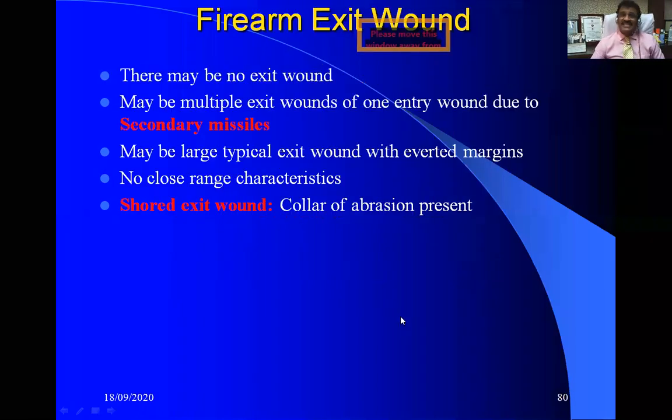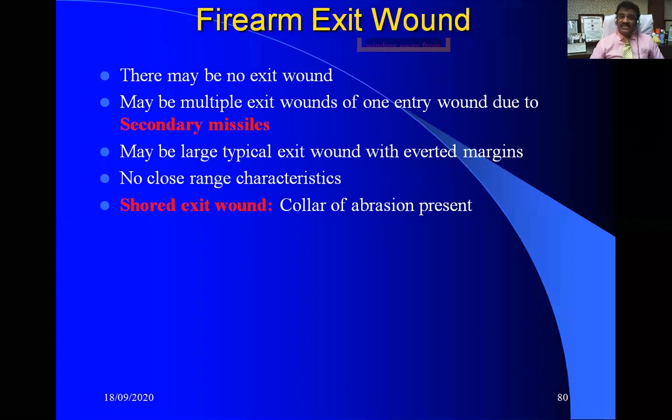Now firearm exit wound, what it looks like. There may be no exit wound. If the bullet gets stuck inside, it will not come out. In that case there is no exit wound. But if the bullet goes through and through, that bullet enters and exits from the other side, then you get an exit wound.